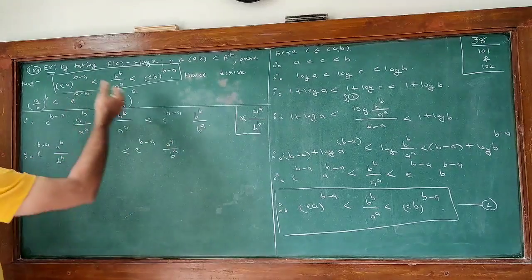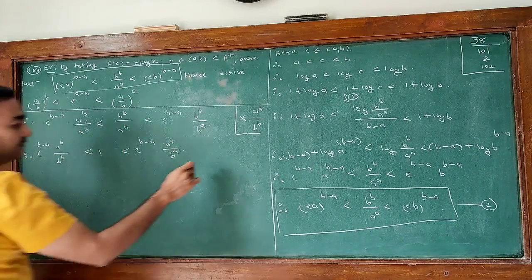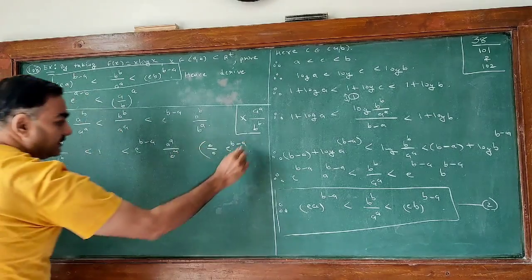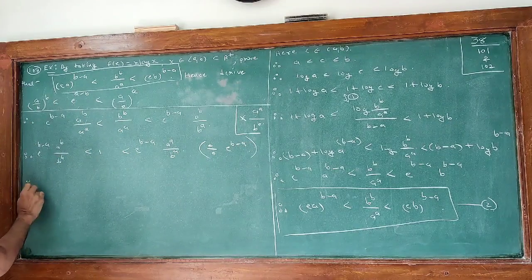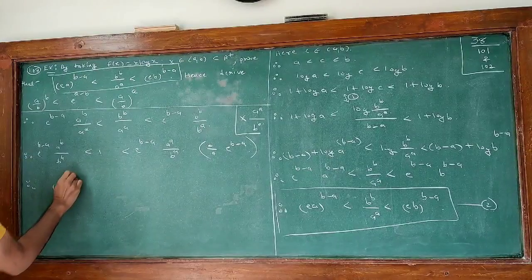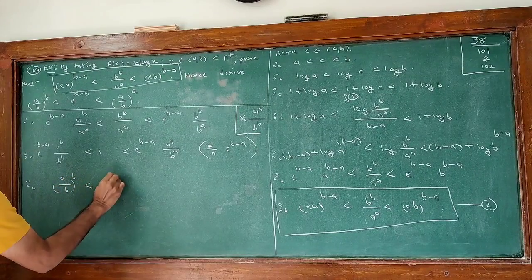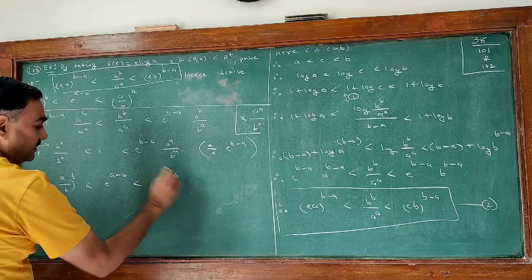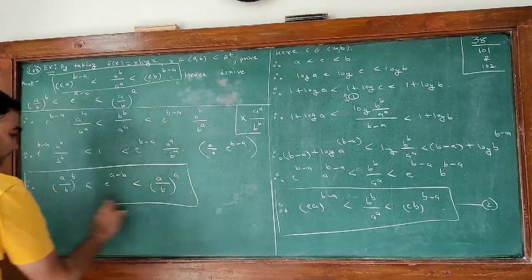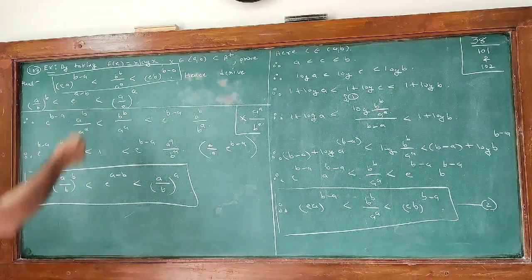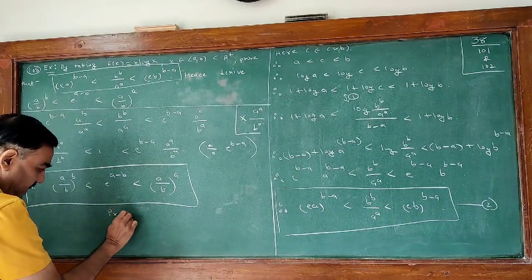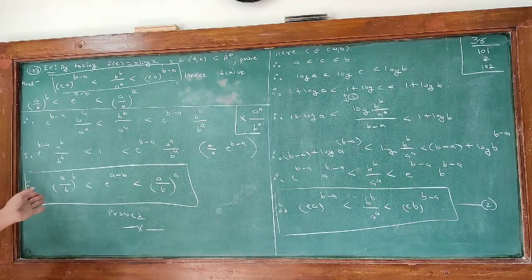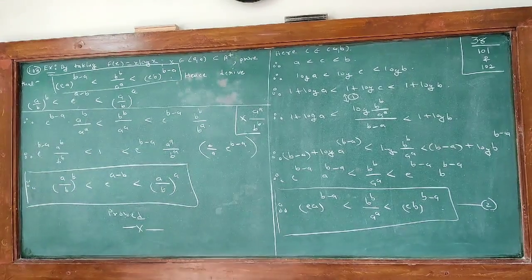Now we divide this equation by e raised to b minus 1. What will we get? e upon b raised to b is less than e raised to a minus b is less than a upon b raised to a.